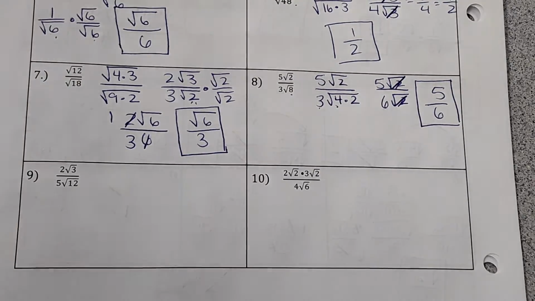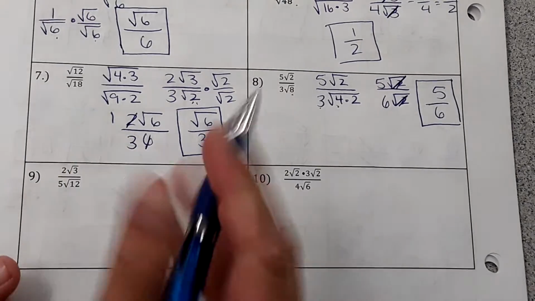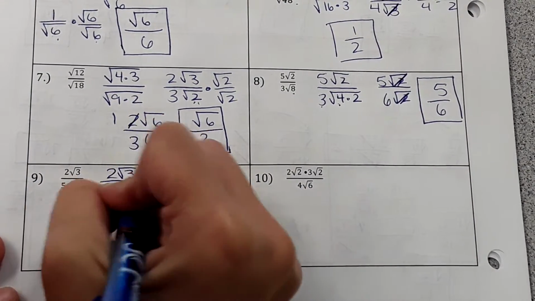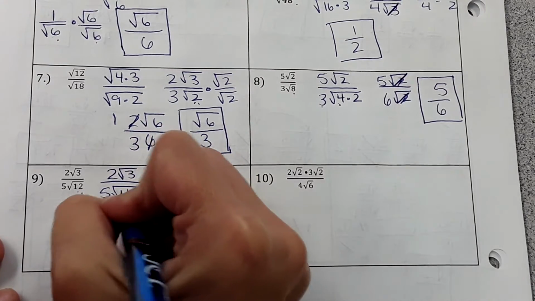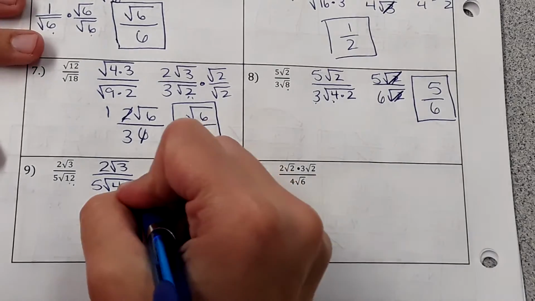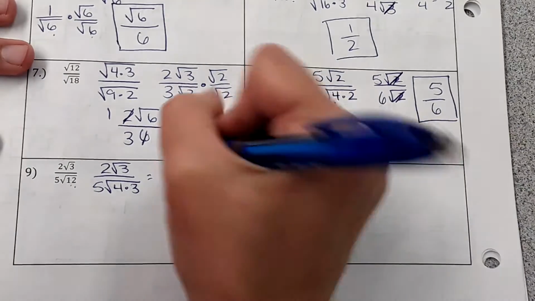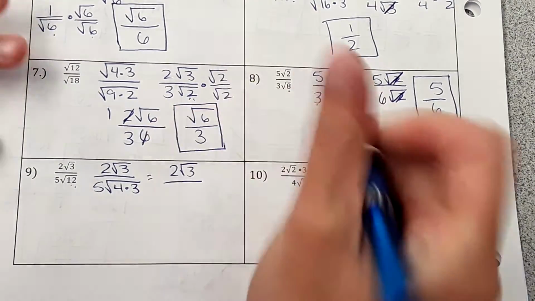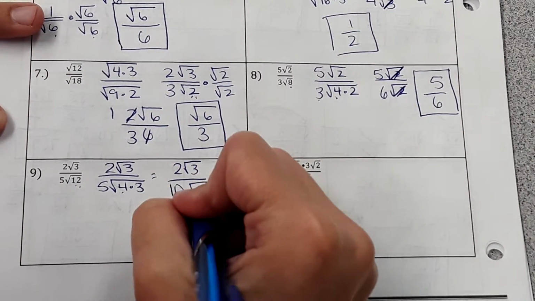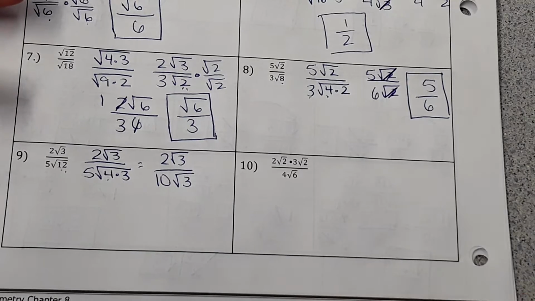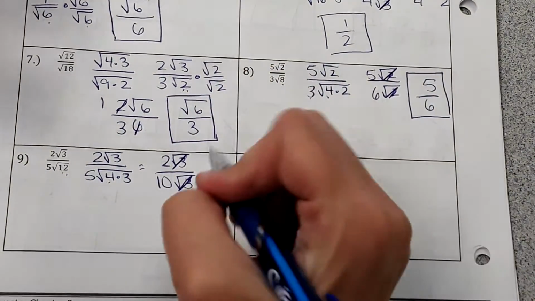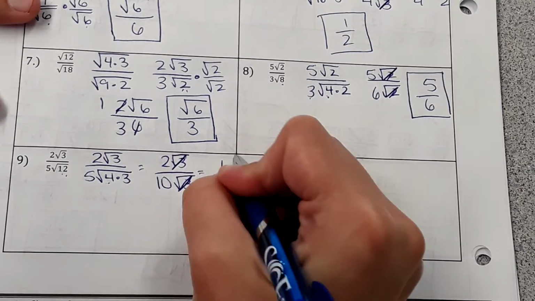Okay, number 9. I'm going to simplify the square root of 12 first. 2 square root of 3 over square root of 4 is 2. 2 times 5 is 10, so I get 10 square root of 3. These cancel each other out. We're left with 2/10, which simplifies to 1/5.